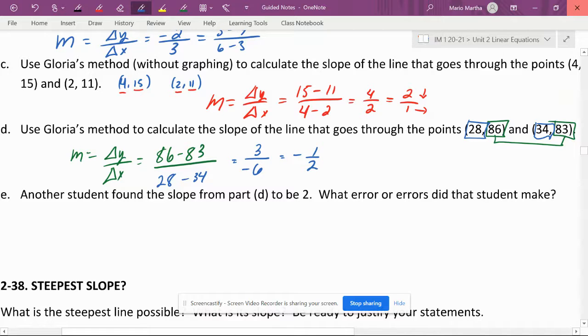And it says another student found the slope from part D to be 2. What error or errors did the student make? So they said that in the previous problem they had delta y over delta x equals positive 2. So what do you think happened here that would make the student think that the answer is positive 2?